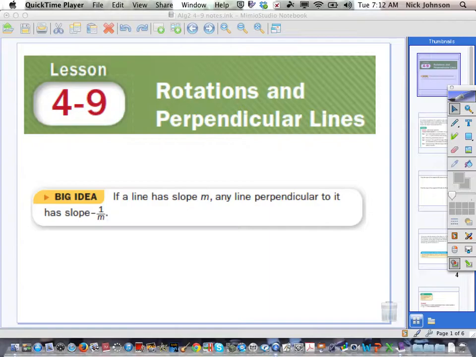Hello, Algebra 2, Lesson 4-9, Rotations and Perpendicular Lines.